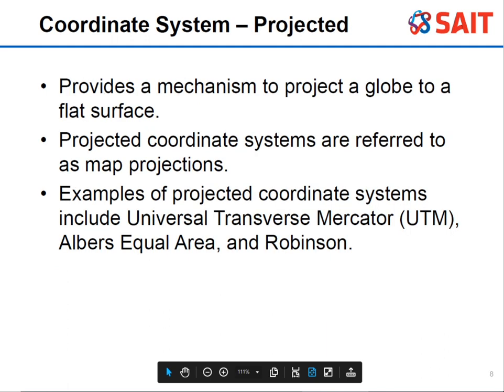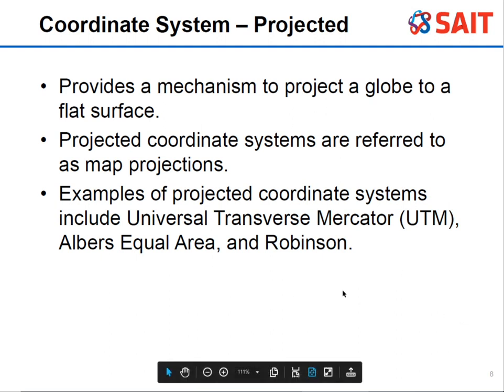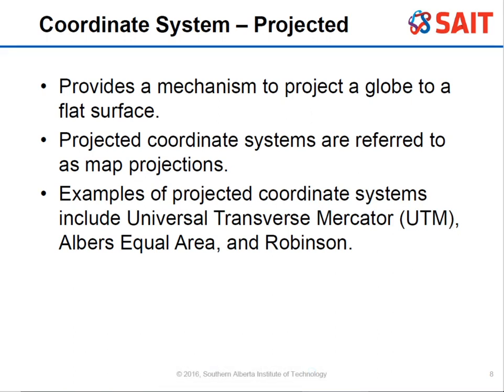Then we have a projected coordinate system, and this is when we take our round surface and we put it onto a flat surface. So a globe is round, and then we have to try to put it onto a piece of paper. So this is what we consider a projected map, or map projection, and it's a projected coordinate system. A good example is UTM, or Albers equal area, or the Robinson. UTM is very, very common. You've probably seen that before many times. And so that is one of the coordinate systems that you can use.